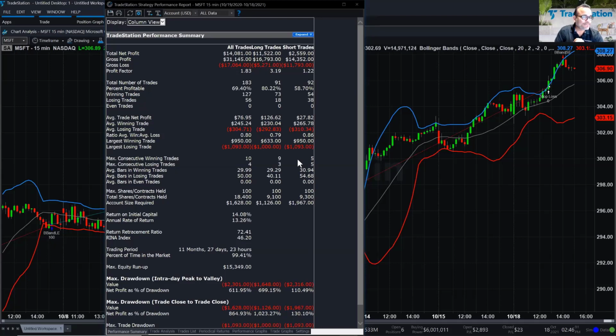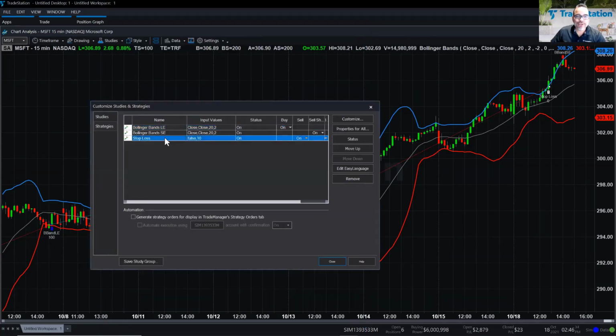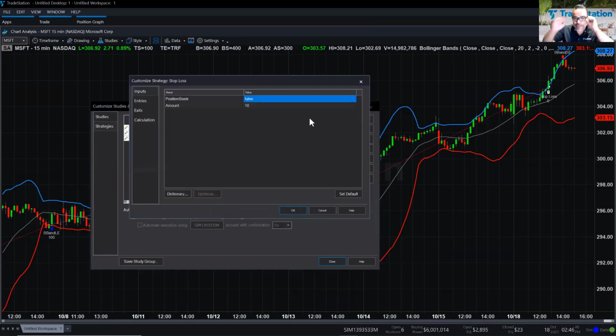In the stop loss, I'm going to select it and customize it. If you guys remember what I did with the stop loss, I selected the 10 randomly. I didn't put any thought into it. Well, actually, I knew what my largest losing trade was. Everybody saw that in the performance summary. So I had an idea of where I could put in a stop.